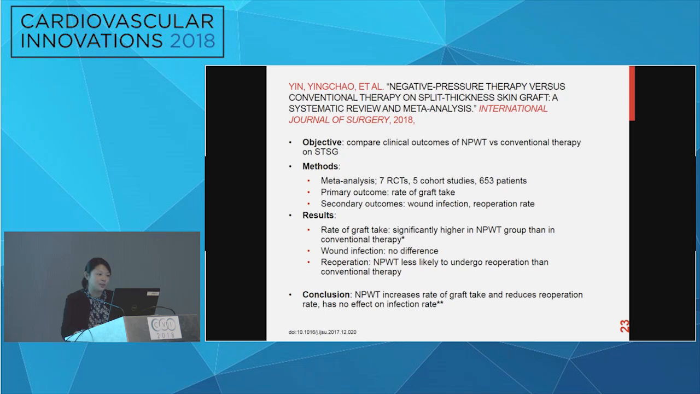And then I looked at this study, also published in 2018 by Yin et al., looking at conventional therapy versus negative pressure wound therapy on a split thickness skin graft. It was a meta-analysis looking at randomized controlled trials and cohort studies. The primary outcome was the rate of graft take. What they found was that negative pressure wound therapy was superior to conventional therapy, in that it creates a negative pressure environment for that graft, decreases any seroma or hematoma formation, and decreases any sort of shearing forces in that area too. It didn't have an effect on wound infection, however. So I think if I had any say in it with the plastics people, I'd say, let's do a split thickness skin graft.